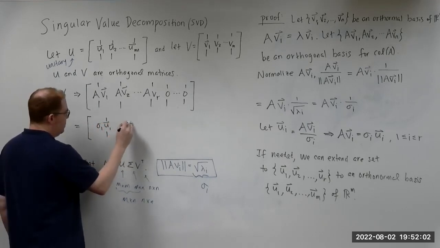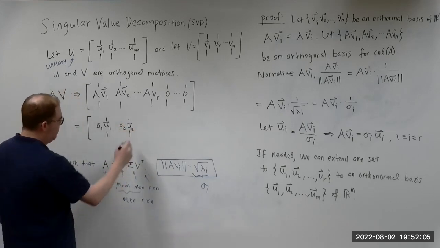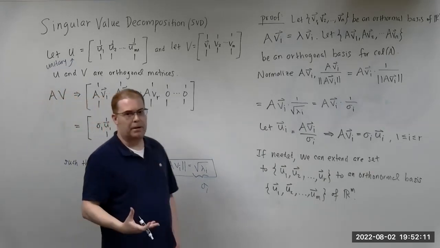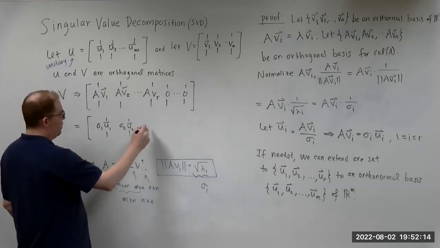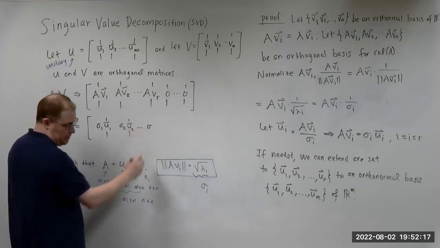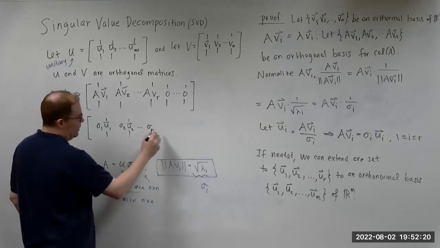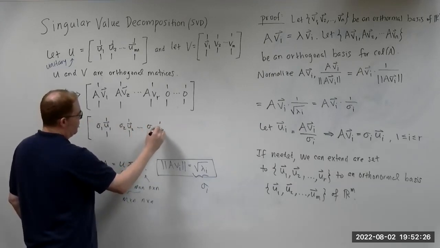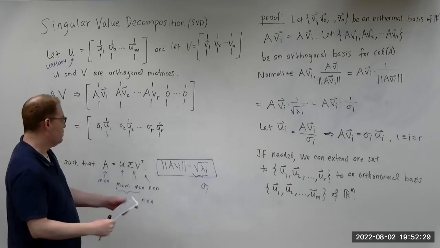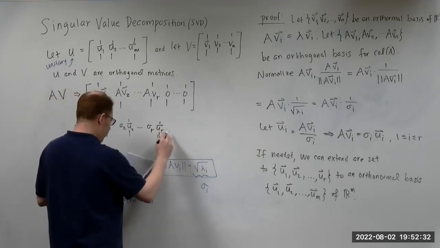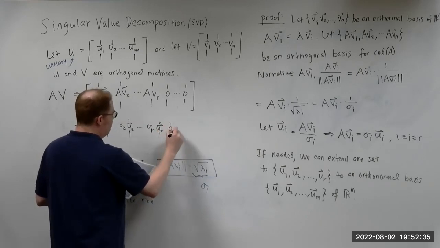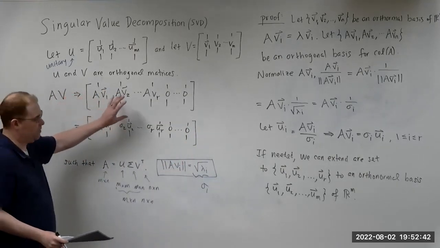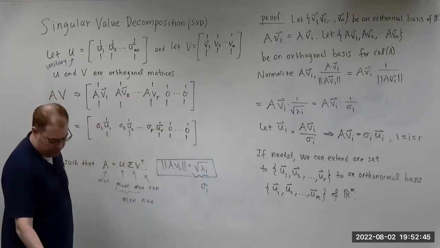Sigma two to U two and so on. So it's going to be consistent with this, because again, we're assuming the matrix has rank R. So this is going to be sigma R and U of R, and then zero everywhere else. You may need to think about this a little bit. In fact, it's easier to see this with an example.